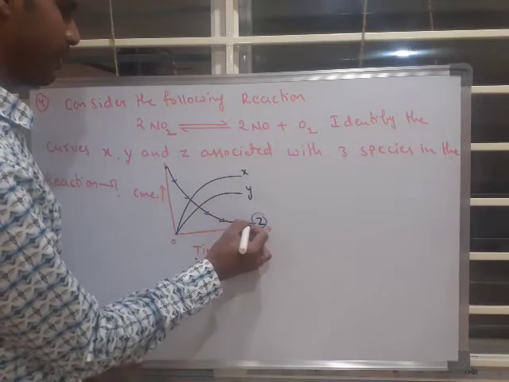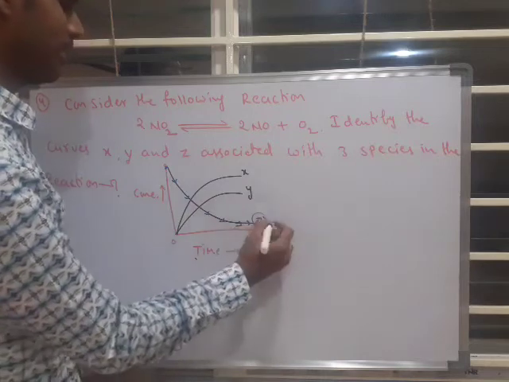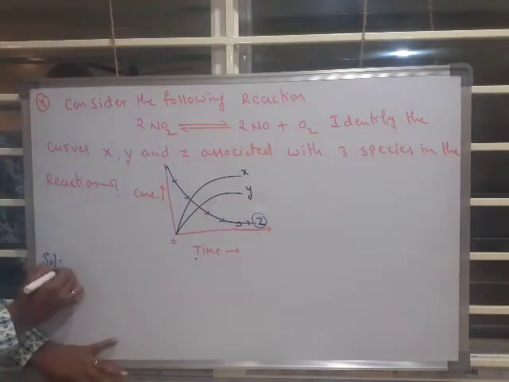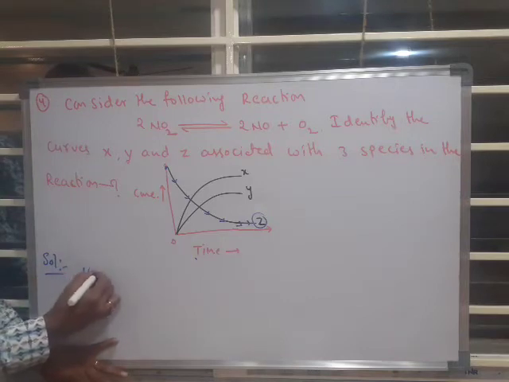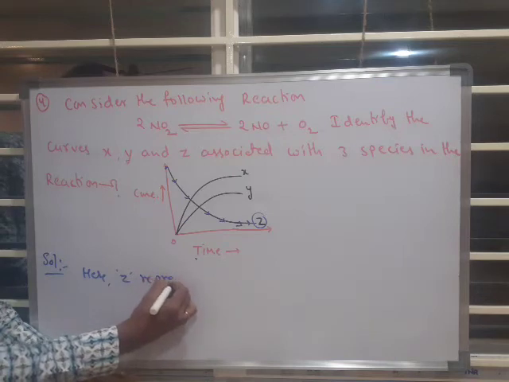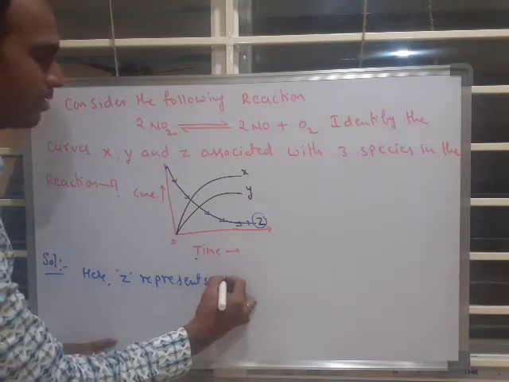As the time increases, the graph goes down. So as the time increases, concentration decreased, which means the Z line indicates the reactants. So we can understand that Z represents reactants.